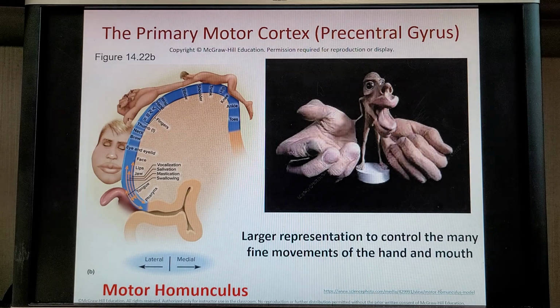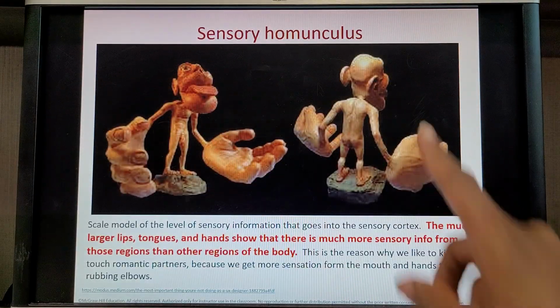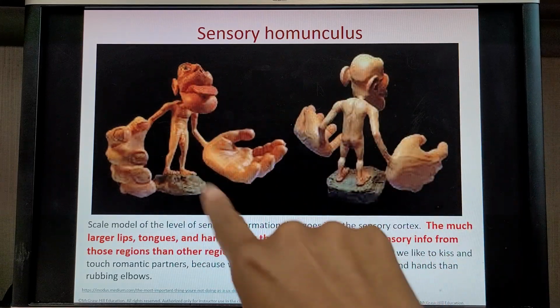Going back to our sensory, random topic. This is why we also kiss our partners and we like touching them, because we're getting all this sensory information from our mouth, face, tongue region, and our hands.